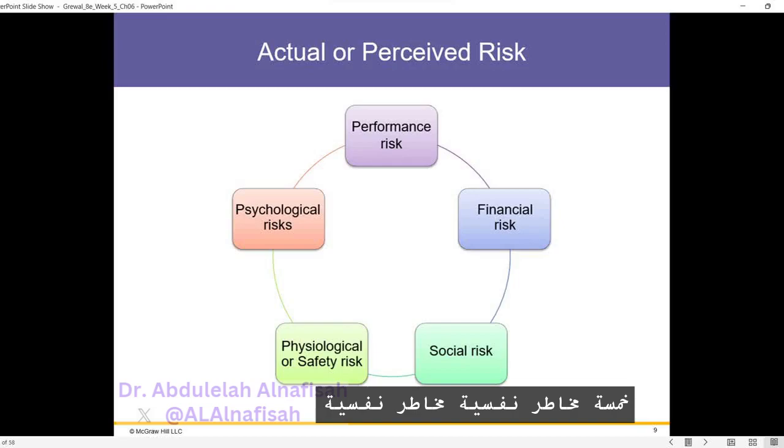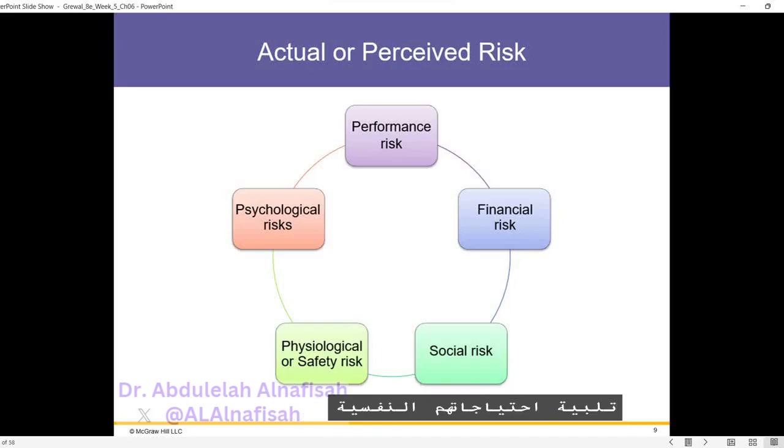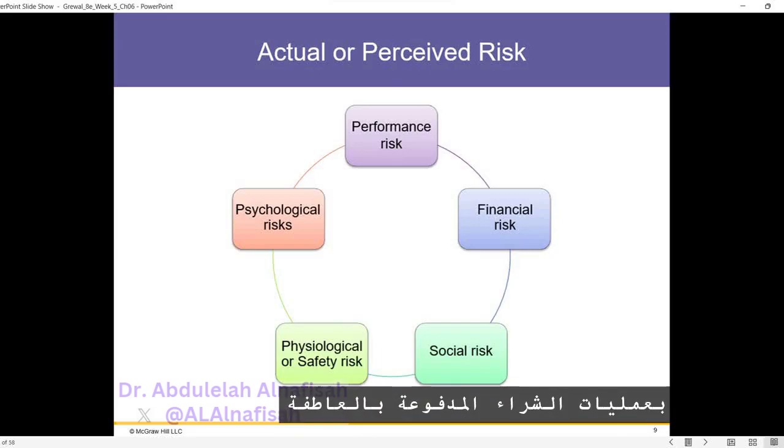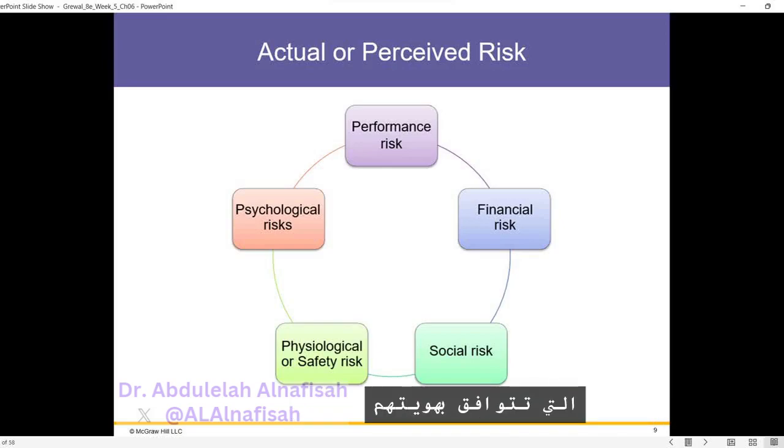5. Psychological risk. Psychological risk relates to the emotional or psychological consequences of a purchase decision. Consumers may fear feelings of regret, disappointment, or dissatisfaction if the product fails to fulfill their psychological needs or aspirations. This risk is often associated with purchases driven by emotional desires or self-expression, where consumers seek products that align with their identity or personal values.